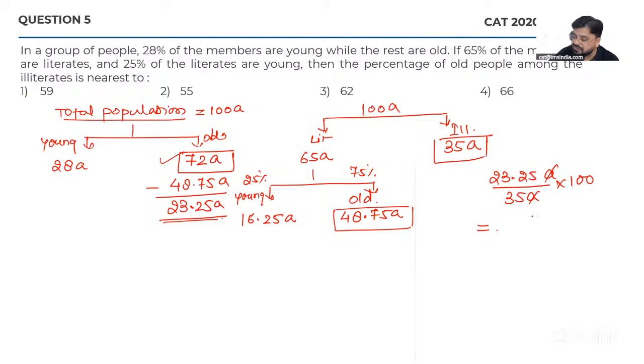Okay, so first, let's cancel this. 5 sevens are 35, 6 sevens are 42, so approx 63%. Let's move to the next question then.